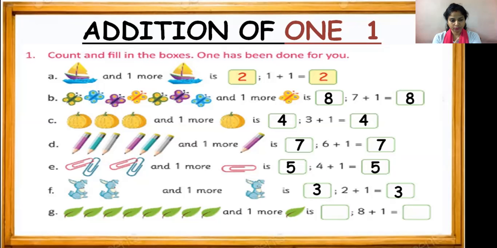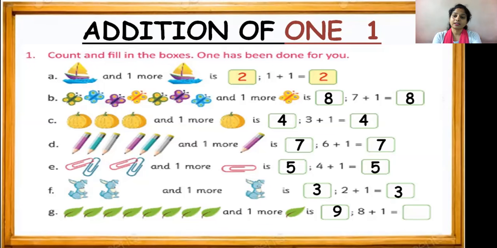1, 2, 3, 4, 5, 6, 7, 8. So 8 leaves are there. So 8 leaves and one more leaf. What is the number that comes next to 8? It's 9. So our answer is 9.